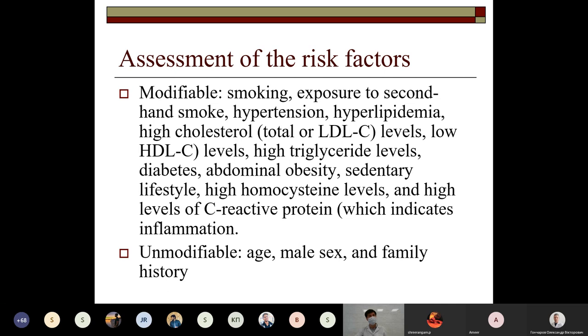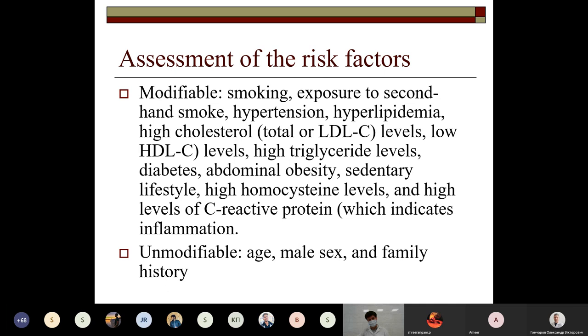To obtain more information regarding the patient's risk of CAD onset, please assess the number and the quality of the so-called risk factors. All these factors should be divided into two groups, modifiable and potentially unmodifiable. Potentially unmodifiable are age, male sex, and family history. Potentially modifiable should include smoking, exposure to secondhand smoke, hypertension, hyperlipidemia, and high total cholesterol, including, and this is critically important, the increased circulating level of low density cholesterol. And decreased high density cholesterol as isolated risk factors should be incorporated in this scheme.